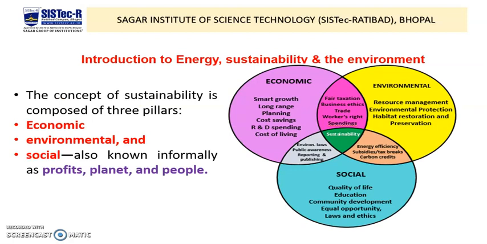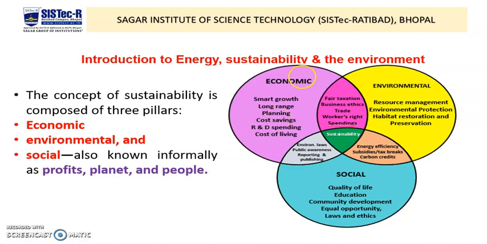The concept of sustainability is composed of three pillars. First is economic, second is environmental, and third is social. These three are also known informally as profits, planet, and people.